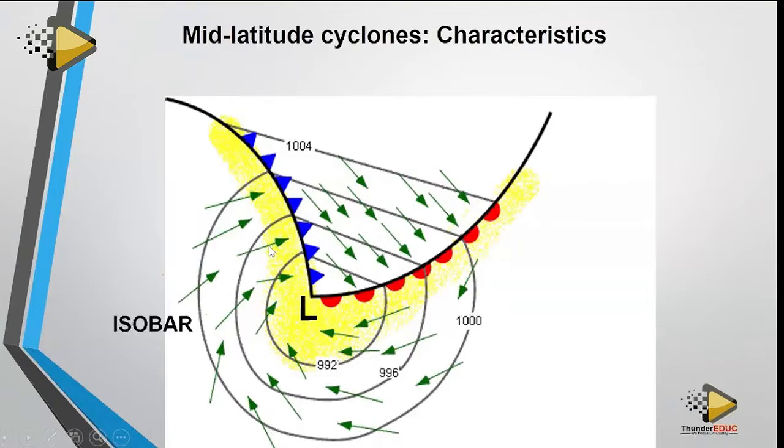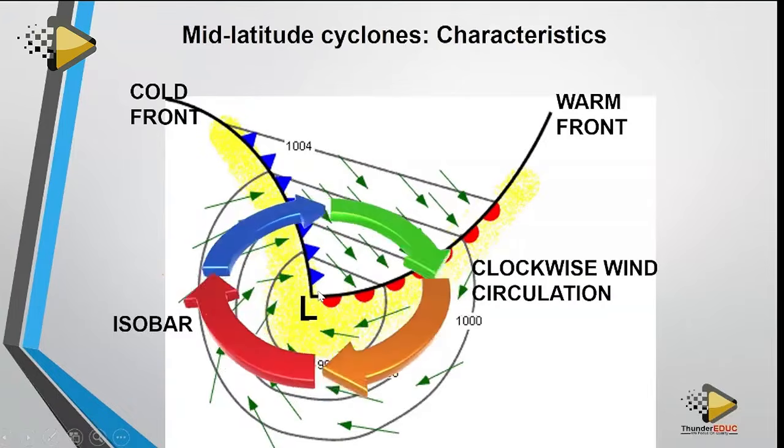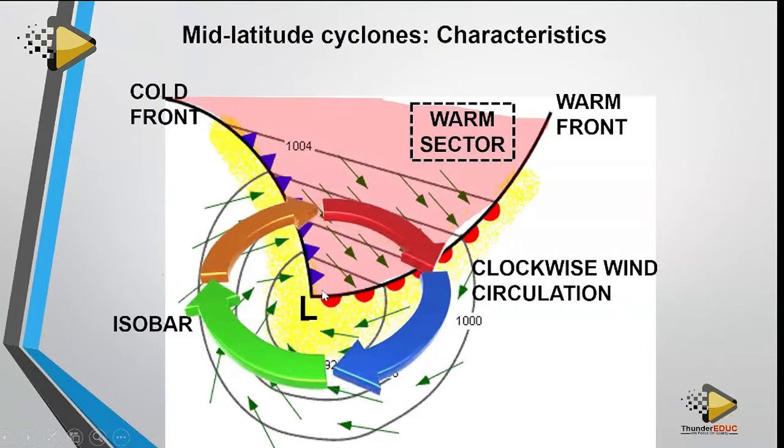A mid-latitude cyclone is a low pressure center, or a low pressure cell rather. So why is it a low pressure cell? Because the pressure in the center is at its lowest. Then we looked at the cold front and the warm front and the clockwise circulation of air.